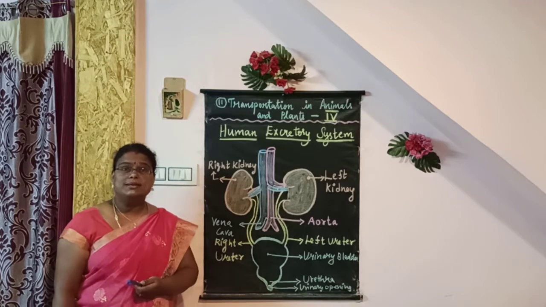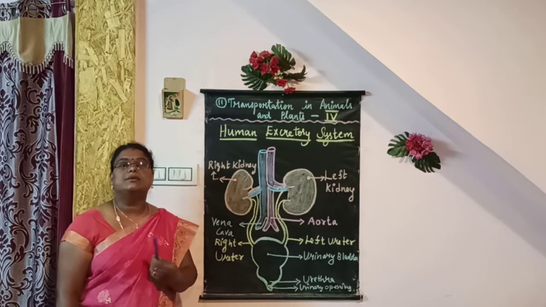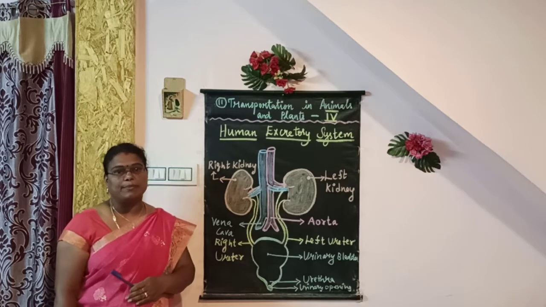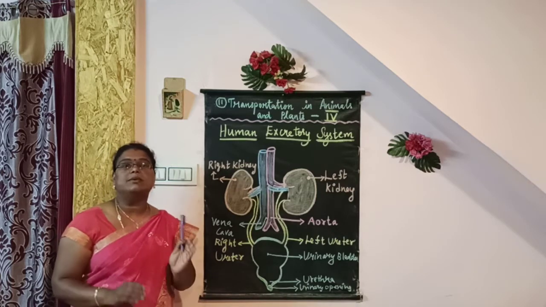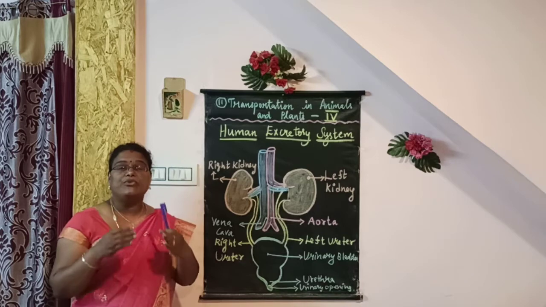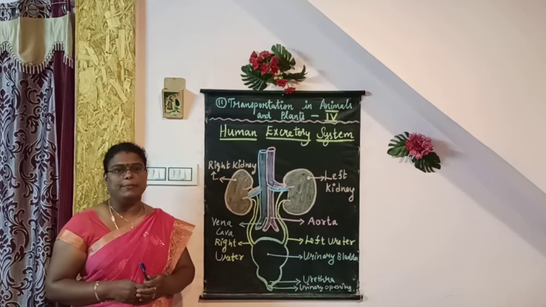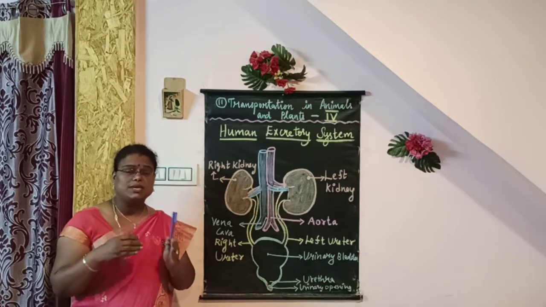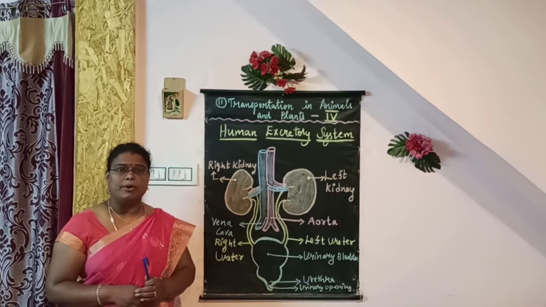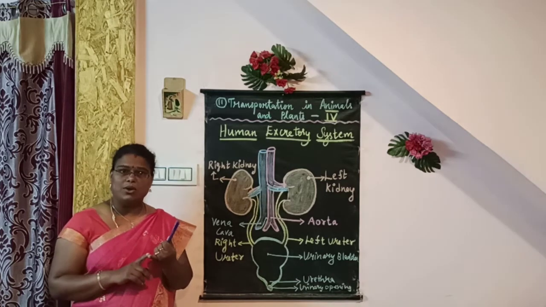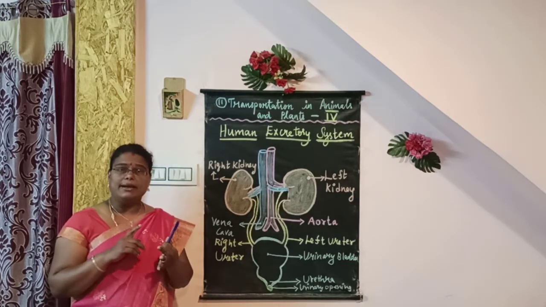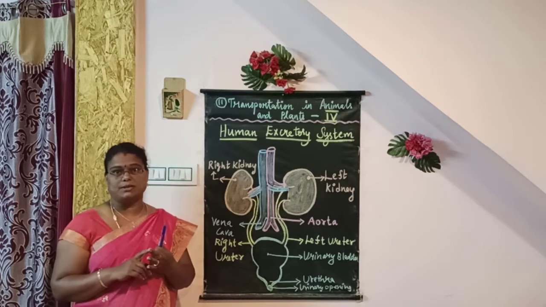Students, do you know what is excretion? Excretion is the process of getting rid of waste materials from the body, or the process of removal of toxic substances from the body. What toxic substances are to be removed from our body? One is carbon dioxide, second is undigested food material, and third is toxic substances.